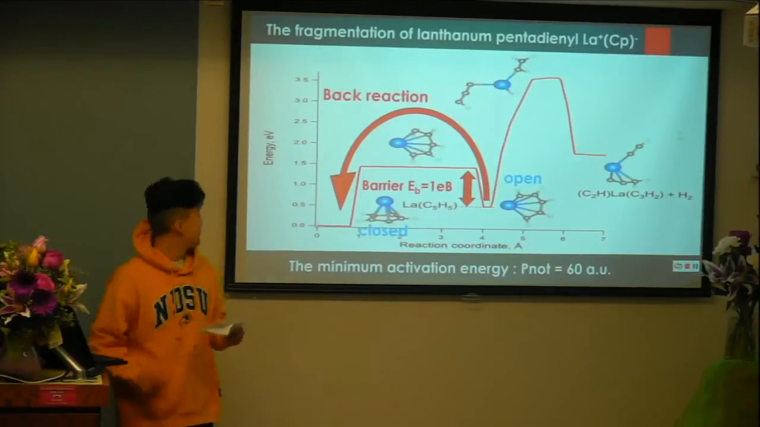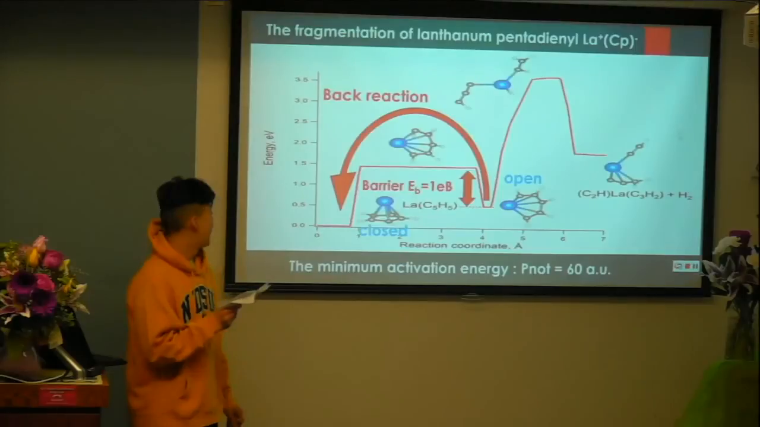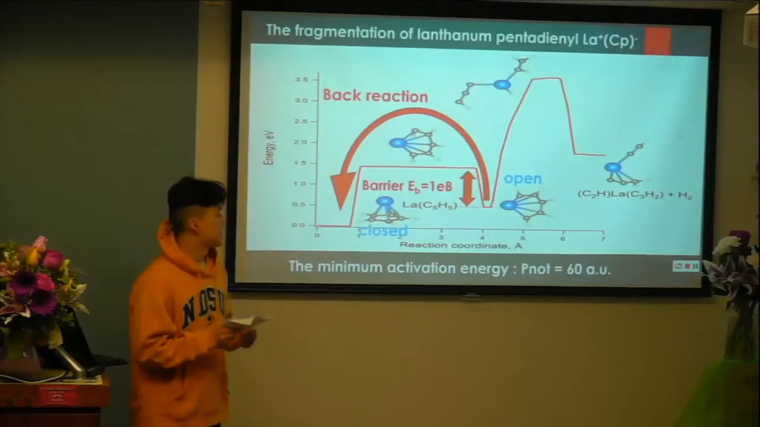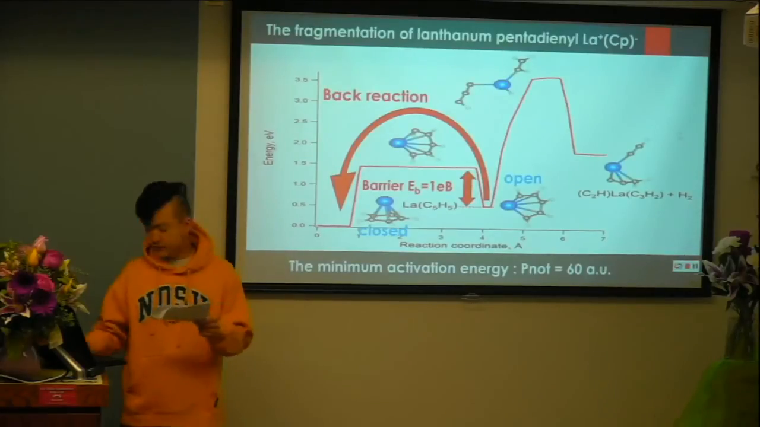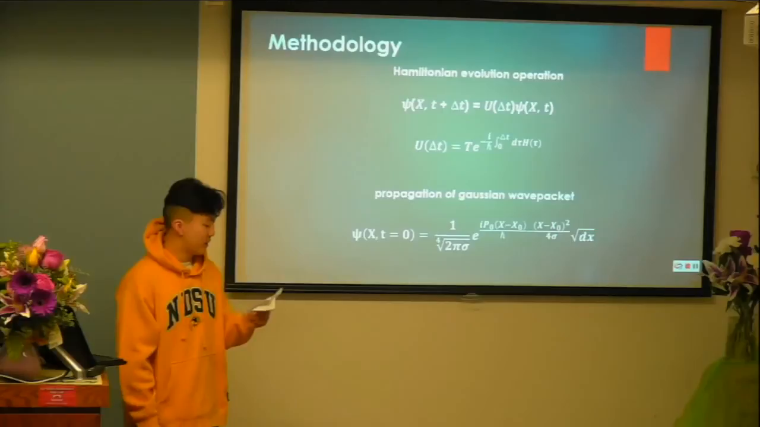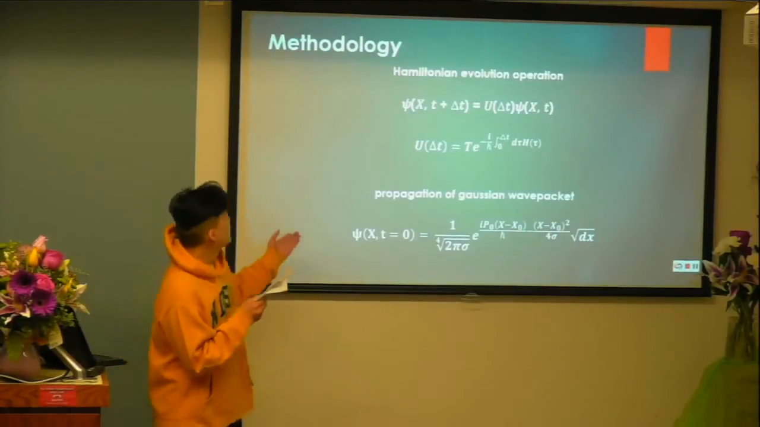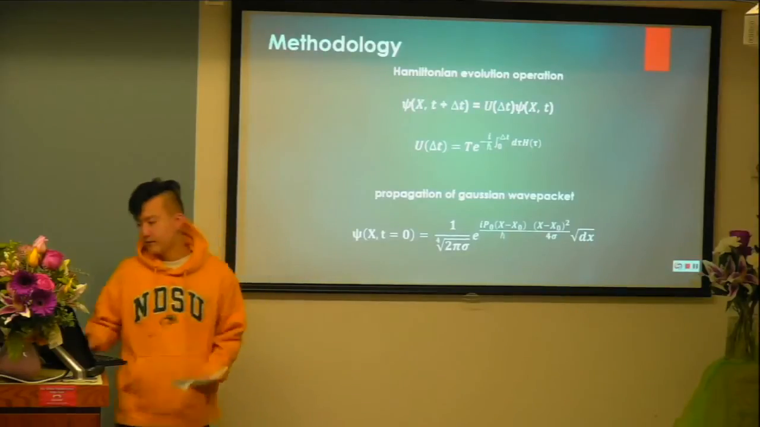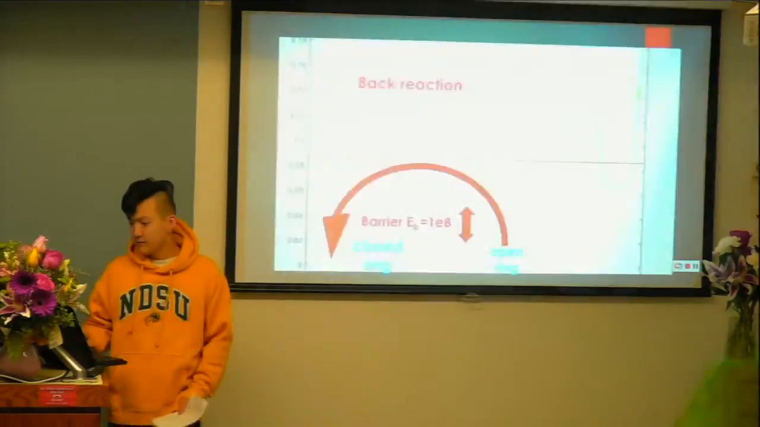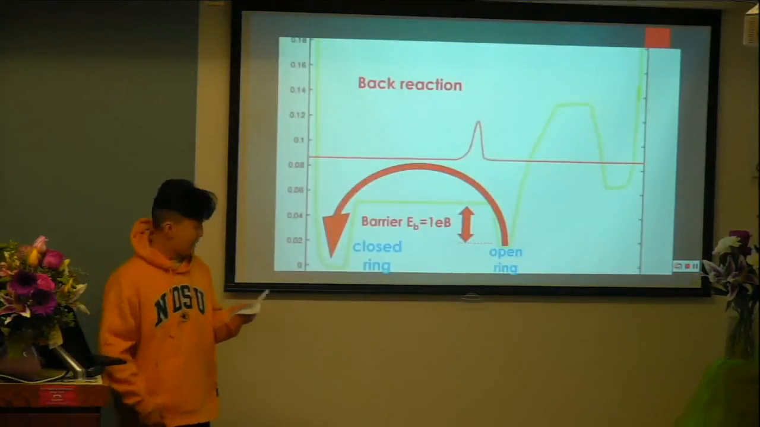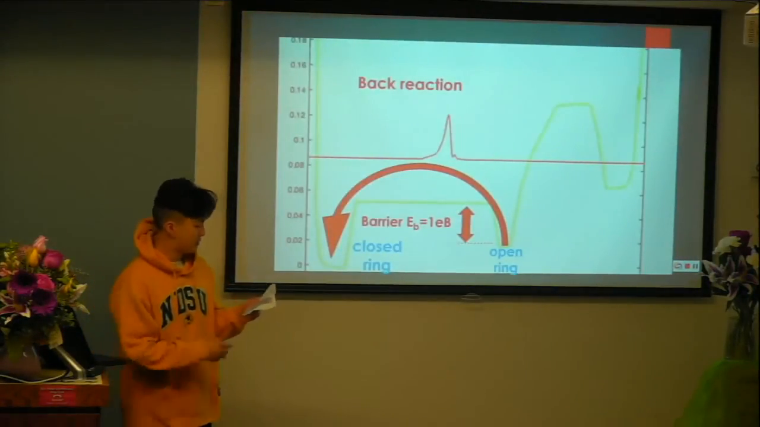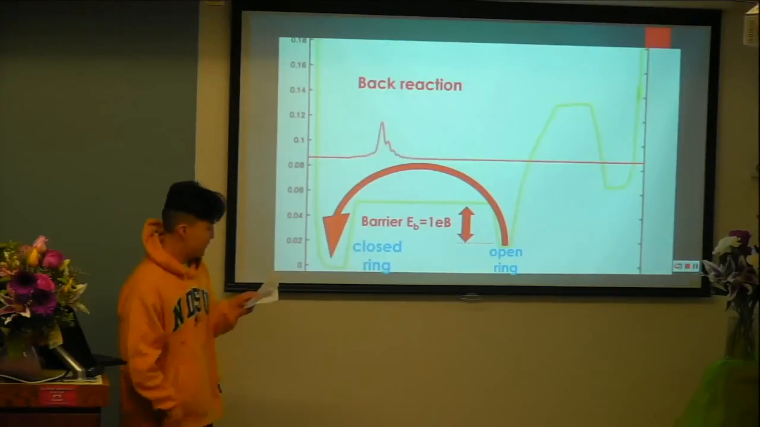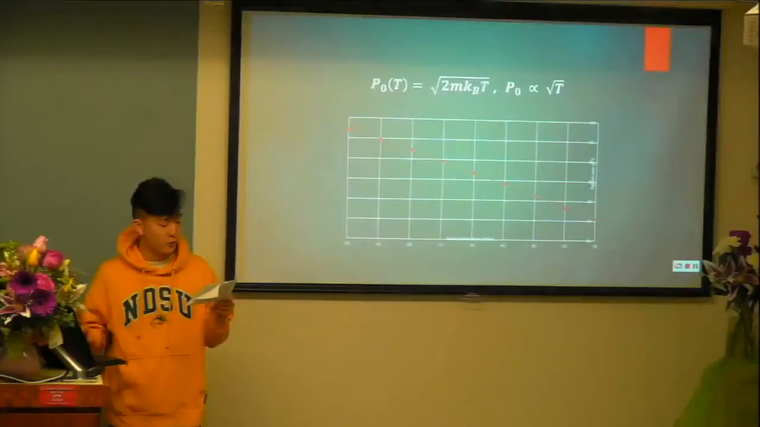The minimum activation energy that I obtained from the MATLAB code was at P0, the initial momentum, of 60 atomic units. The methodology I used in the MATLAB code was Hamiltonian evolution operation and propagation of the Gaussian wave packet, as described in the slides. I was able to observe the theoretical relationship between the initial momentum and the temperature, that the initial momentum was proportional to the square root of the temperature.